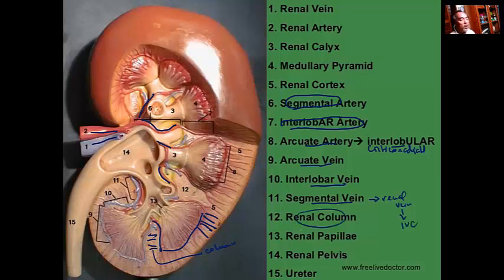We identify the columns, the spaces in between, called the renal columns. The tip of the pyramids, that's number 13. These are your papillae. You see a lot of the collecting ducts exiting at the papillae. When they exit out of the papillae, they pass through the minor calyx first, then go to the major calyx, renal pelvis, and ureter.